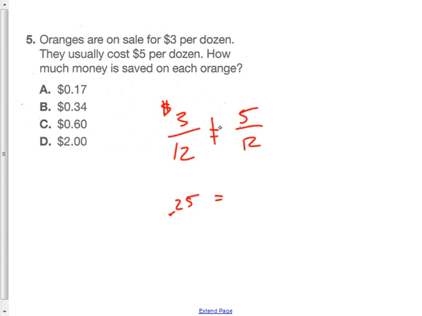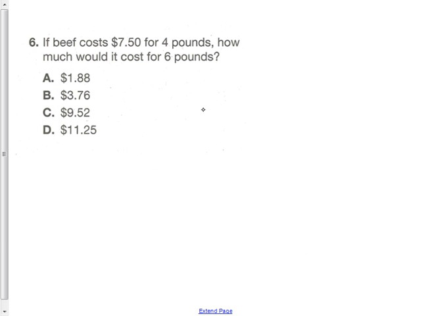And, well, these are obviously not equal. But 5 divided by 12 is like 0.42 each. Okay, so again, these are not equal. So if I subtract, 0.42 minus 0.25, I'm going to get about 17 cents. So I need to subtract the 0.25 to find the difference, and I get 0.17. So I'm saving about 17 cents per orange with the sale price here of $3 per dozen.